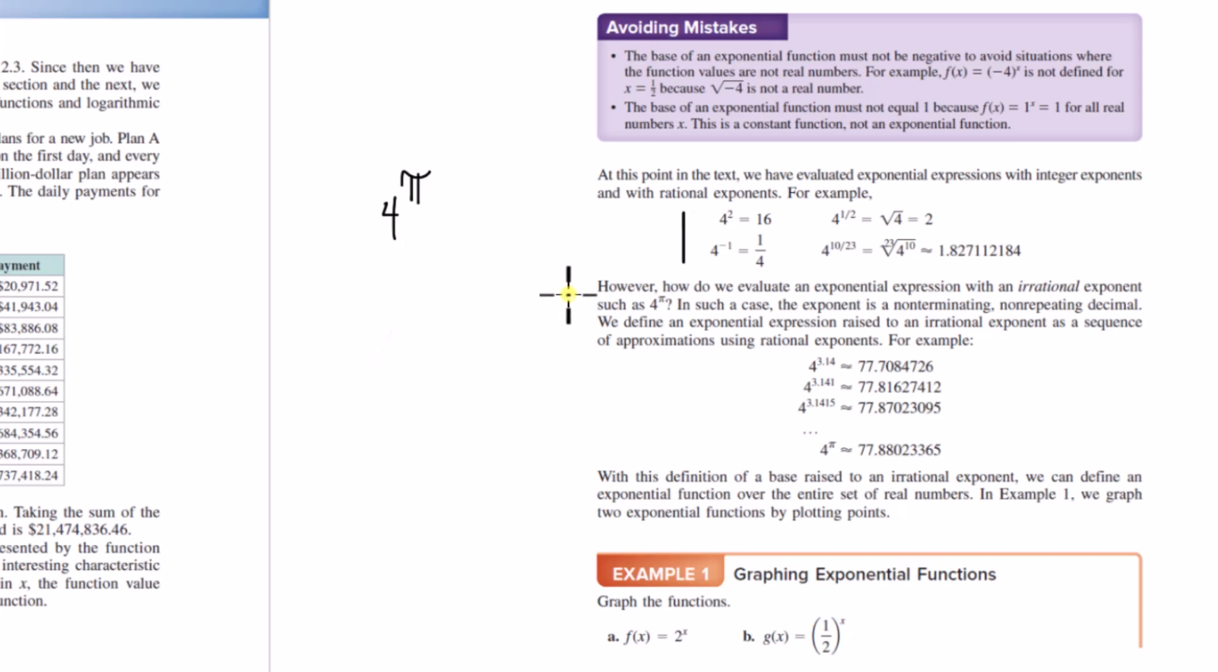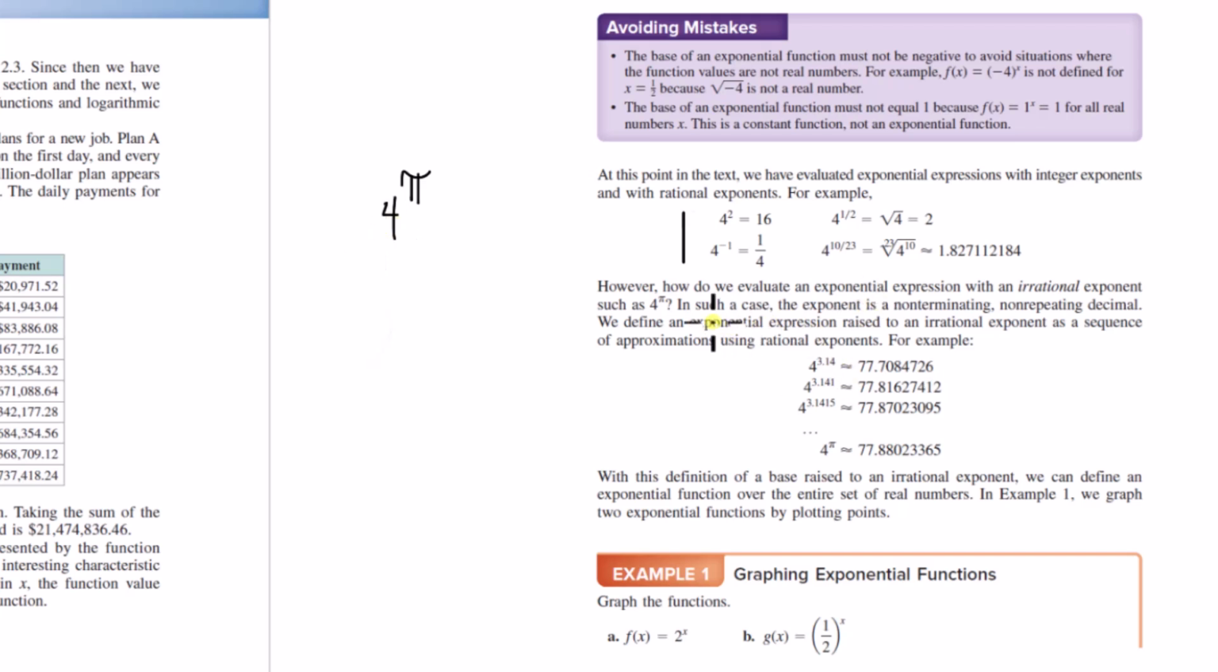So, just to be clear, we don't understand what this means. That's the issue. It's like when we started, we knew what 4 squared meant. You're multiplying 4 by itself twice. And then we had to figure out, well, what would something like this mean? And that's what we're trying to do here. We're trying to come up with a definition for what a number to an irrational exponent means.